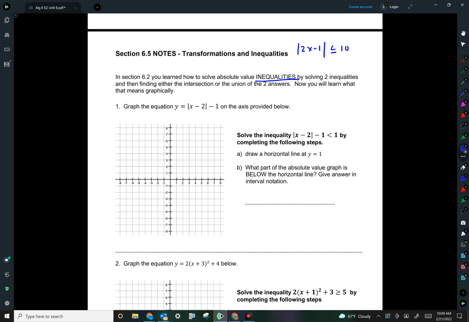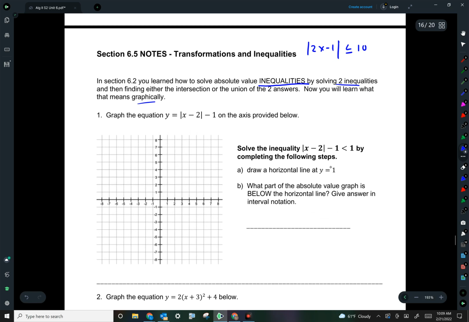And what we said to do was you have to write two inequalities, and then look at your two answers. So now we're going to talk about what that means graphically. All right, so first of all, we're going to graph this absolute value equation using the parent function idea. So it's going to be the absolute value graph that's been moved 2 units to the right and 1 unit down. So that's going to be the vertex.